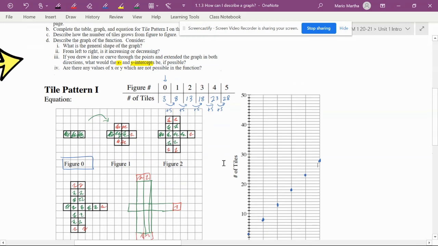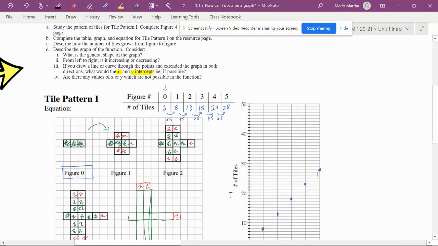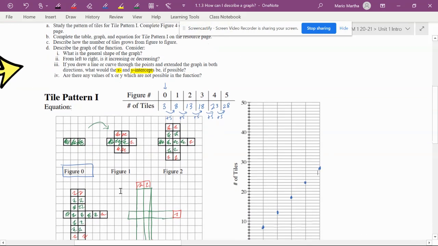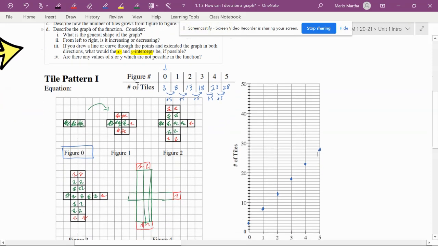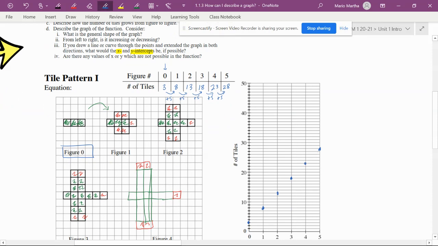And then from here, we have the table, we have the graph, we have the tile pattern, and then we'll think about the equation right now, right? So first part, it says we've done that, complete the table, graph, and equation. So to complete the equation, if you guys notice, it's pretty much a straight line. So we're going up by a rate of 5 each time. And then my starting value, or my figure 0, is 3.